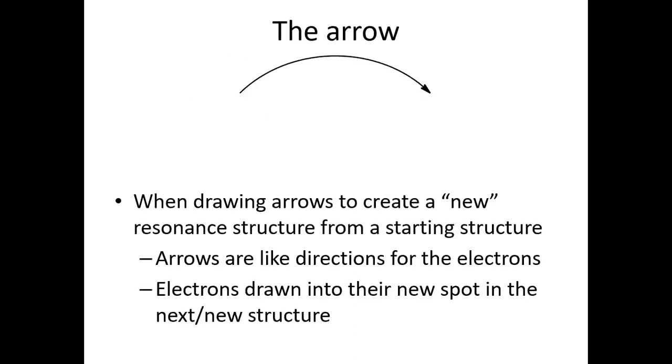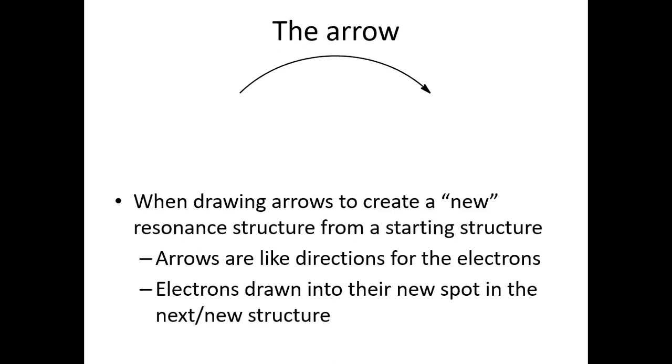So here is what the arrow looks like. This thing right here. When drawing arrows to create a new resonance structure from a starting structure, arrows are like directions for electrons, drawing them into their new spot in the next structure. So you can think that when I draw an arrow, I am starting where the electrons currently are, and the head of the arrow points to where the electrons are moving. All right, the arrow tells me where the electrons started and where they are moving to. I could be forming a new bond. I could be transferring electrons onto an atom. There's any number of possibilities. You just have to pay attention to it. But the important thing is your arrow starts where the electrons are and goes to where they are going.